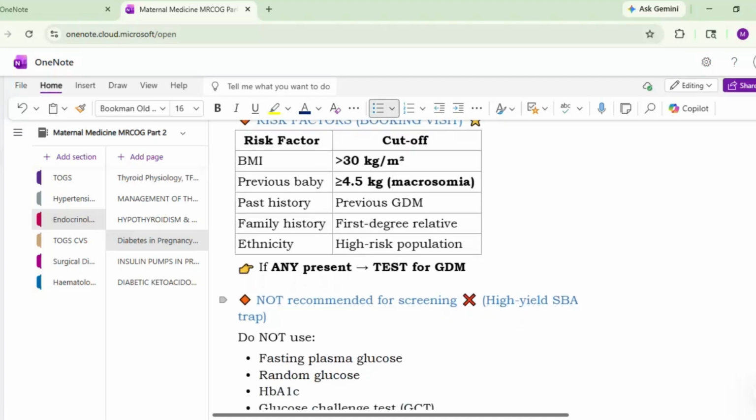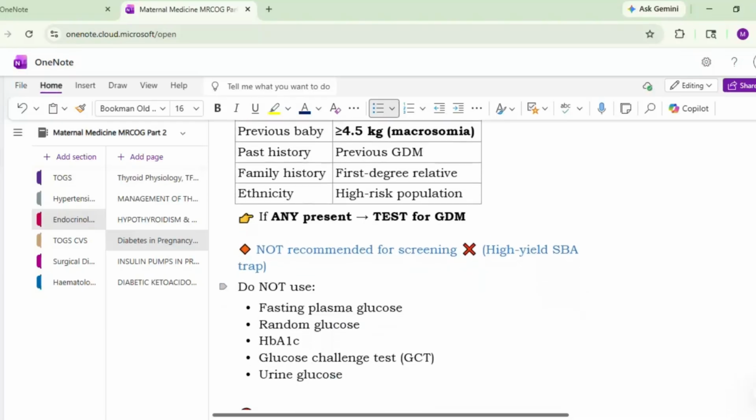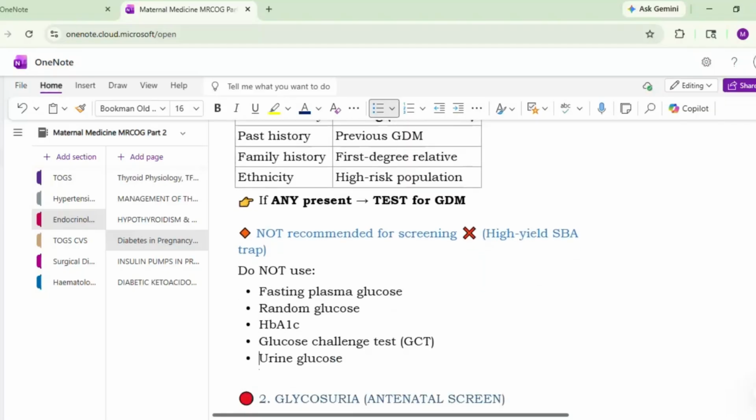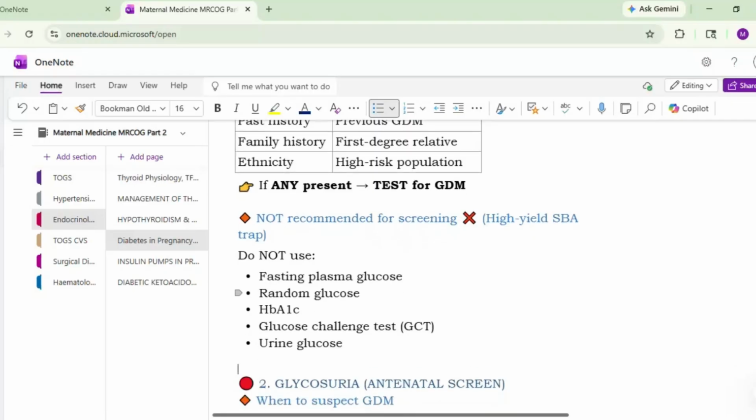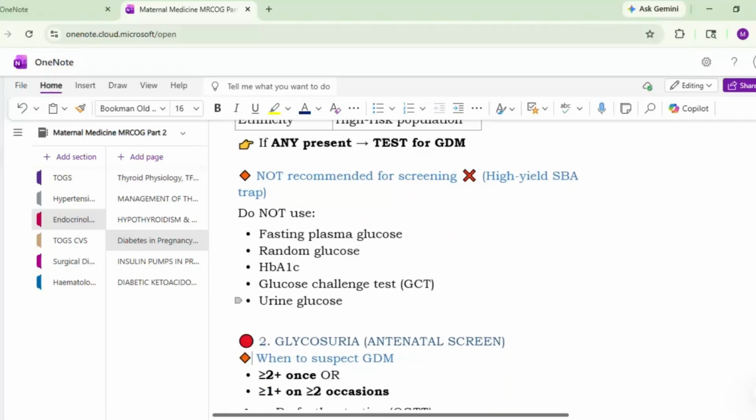What should not be used for screening? Plasma fasting glucose is not used. Random glucose, HbA1c, glucose challenge test, and urine glucose are also not used for screening. What is used is the OGTT, the oral glucose tolerance test. So what about glycosuria? Urine glucose is not used for screening for GDM.